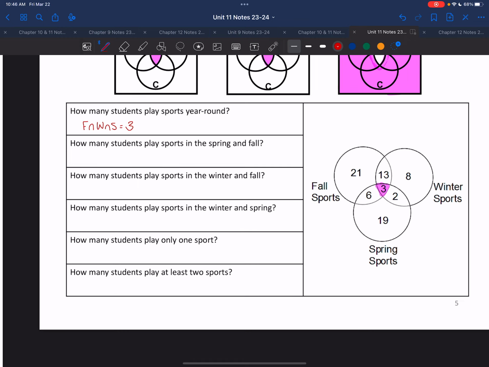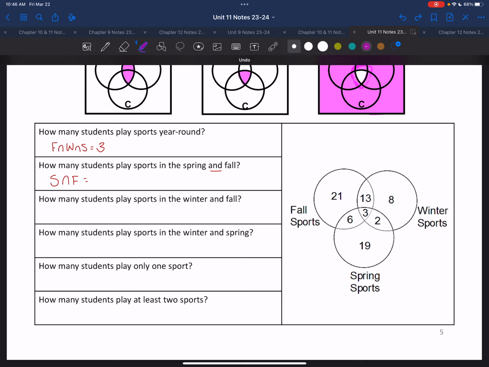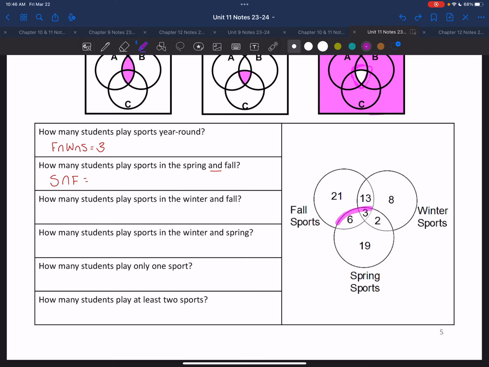If I'm looking at this next one, it asks how many students play sports in the spring and fall. Okay, so the word and. So I'm looking at students that play in the spring and the fall. So if I come over to the Venn diagram, I've got to look at where fall and spring overlap. Fall is top left, spring is in the bottom. So I'm counting all of these students right here. So 6 and 3 add up to equal 9.